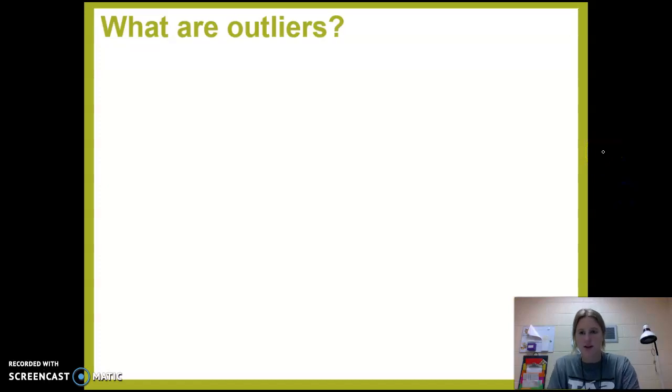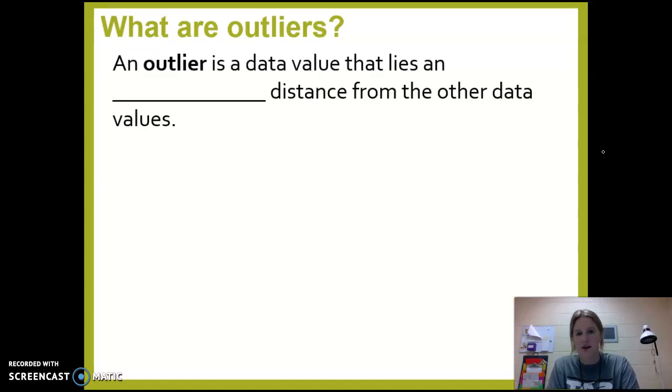So what are outliers? Here's your first definition of just what an outlier is. It's a data value that lies an abnormal distance from the other data values. Okay, it's separated from the rest. So whether it's floating out there way on the right as an upper outlier, or whether it's lower as a lower outlier, it's separate. It lies an abnormal distance from the other values.